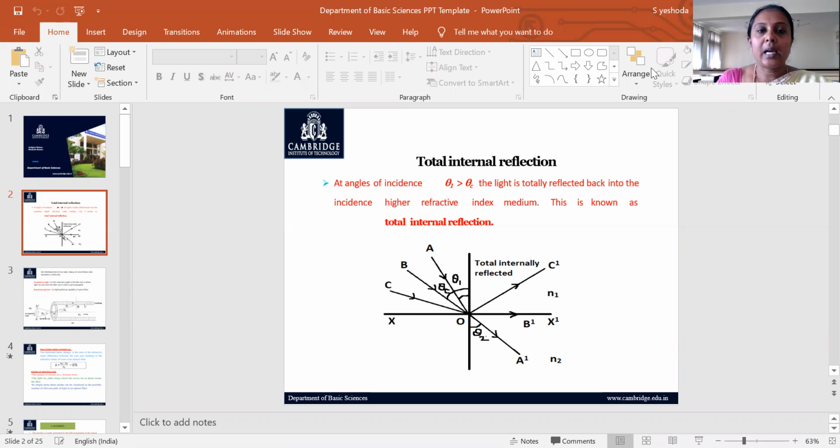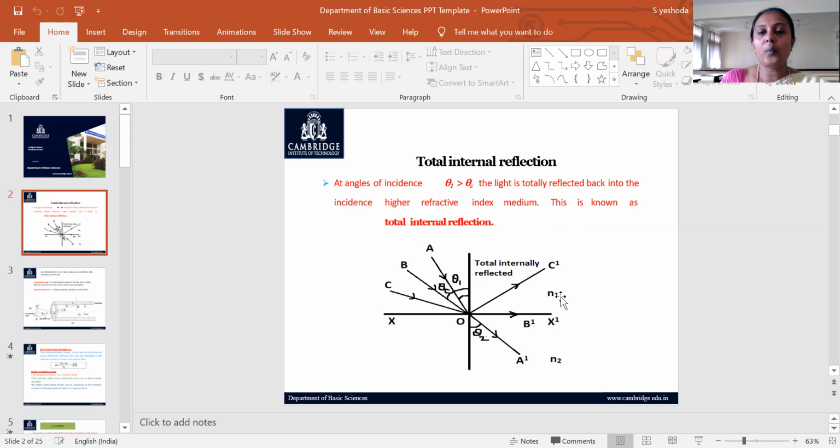So what is TIR? First, to study TIR we should have two materials of different refractive index. One has a higher refractive index, and the other has a lower refractive index. Let us take an example like air and water. These two examples we can consider for two different refractive index materials.